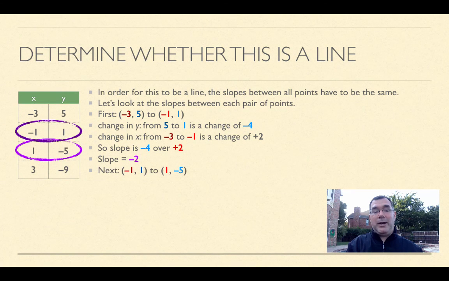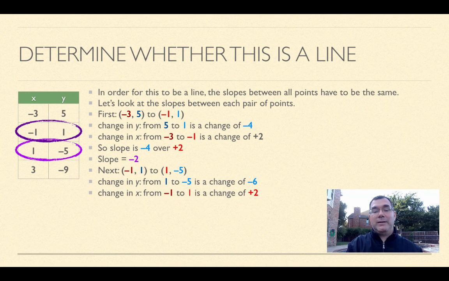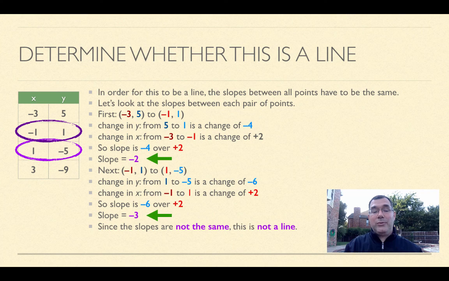Now let's look at the next pair, (-1, 1) to (1, -5). The change in y goes from 1 to -5. That's a change of -6. The x's go from -1 to 1, and that's a change of +2. So rise over run is -6 over +2. That's -3. So just looking at two different sets of points, I've got two different slopes. One time I got -2, the other time I got -3. So what that means is, since the slopes aren't the same everywhere, this is not a line. If I were to graph those points, it would not make a line.